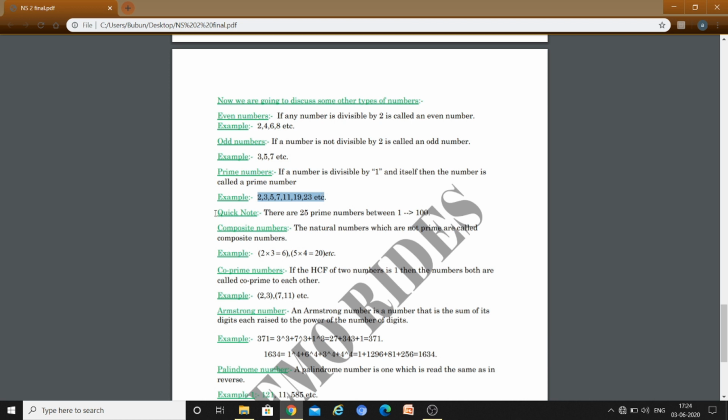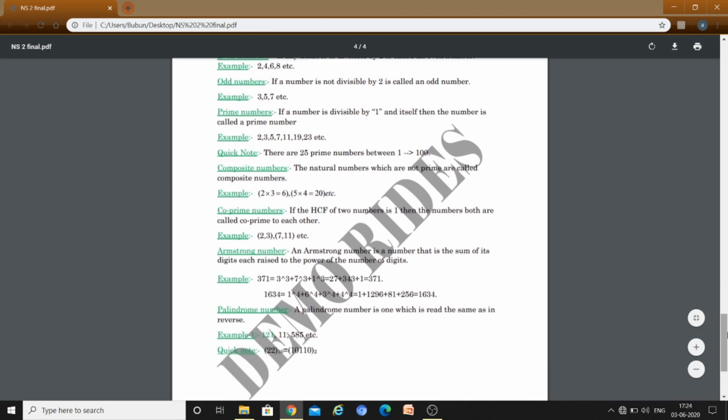Okay, here is a quick note that there are 25 prime numbers between 1 to 100. This is very important for competitive examination. Okay, there are 25 prime numbers between 1 to 100.